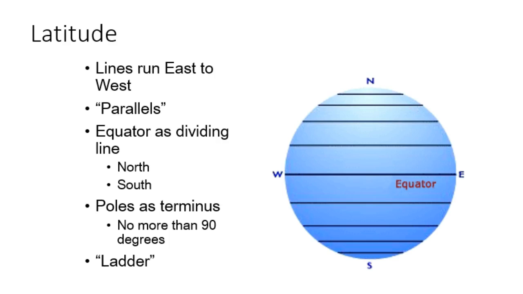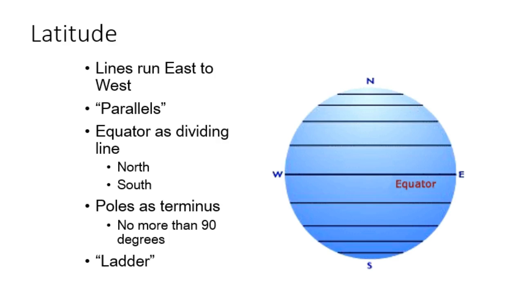Within latitude, we have lines that run east and west. These east and west running lines are called parallels, and anywhere along that line we're going to use the same number to name it. The equator acts as the dividing line, so all parallels, or latitude lines, are written as north or south of the equator. You would never write a latitude as east or west. Since east or west, it's still the same line.